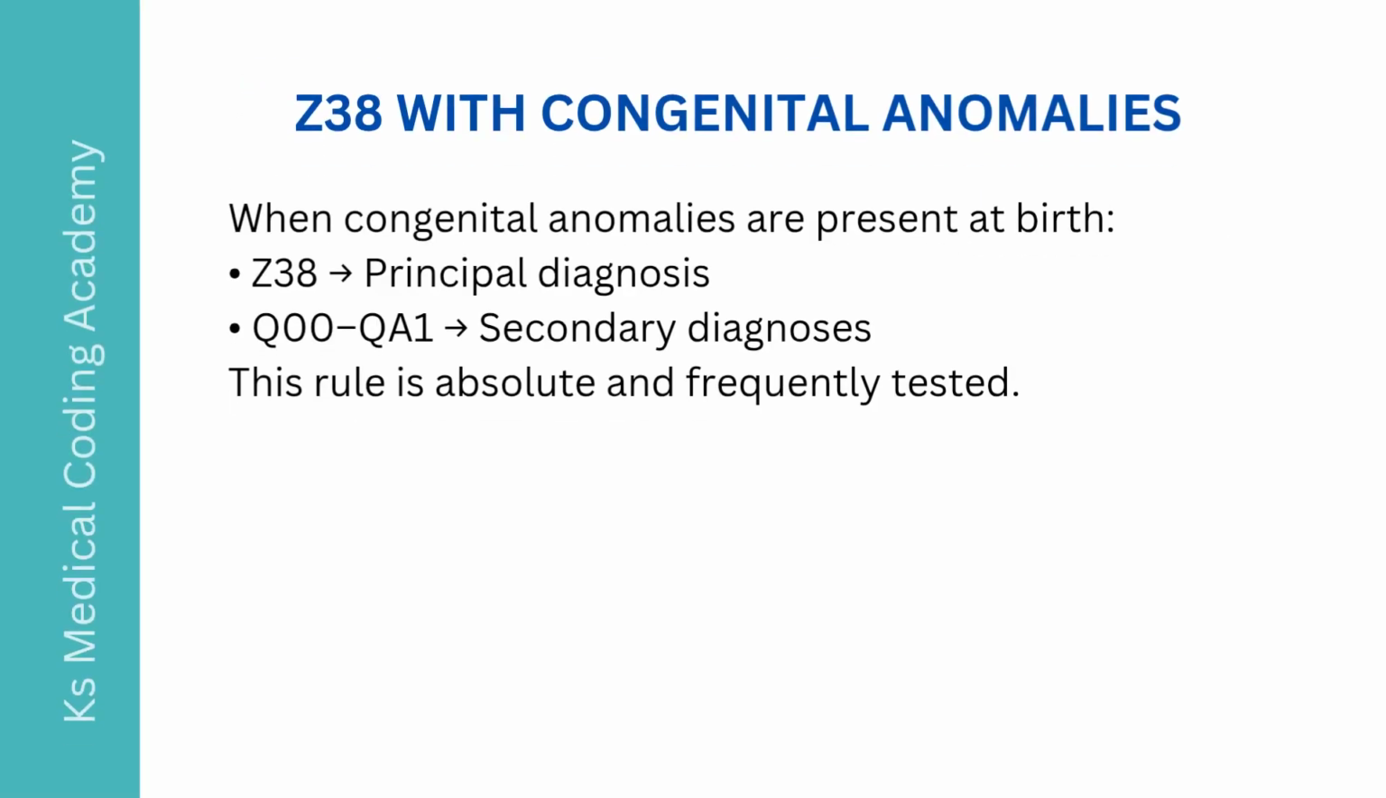Z38 with congenital anomalies. When congenital anomalies are identified at birth, Z38 is sequenced first, followed by the appropriate Q00 through QA1 codes as secondary diagnoses. This sequencing rule is absolute and heavily tested on exams.